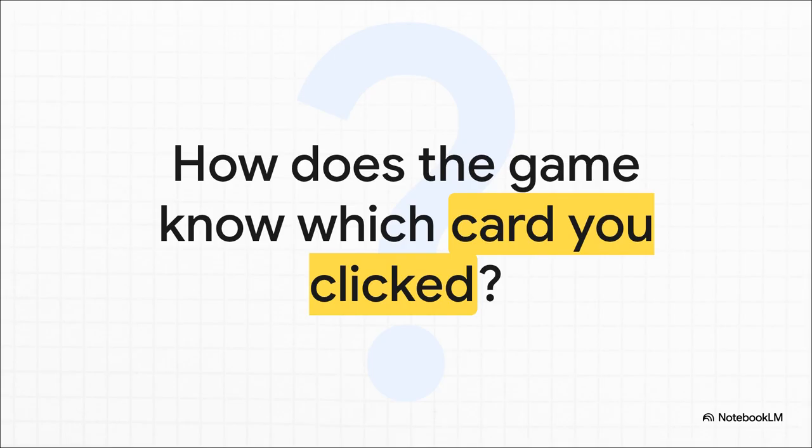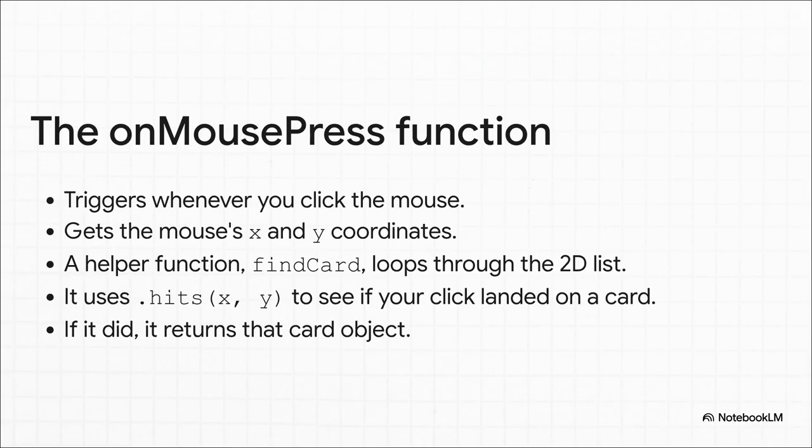How does the program have any idea if they hit a card? And if they did, which one did they click? Well, Python has this really cool built-in function for this called onMousePress. The instant you click your mouse, it grabs the X and Y coordinates of your cursor. Our code then loops through every single card in our 2D list and uses this handy little method called .hits to basically ask each card, hey, were you just clicked? If a card says yes, boom, we found the one we're looking for.